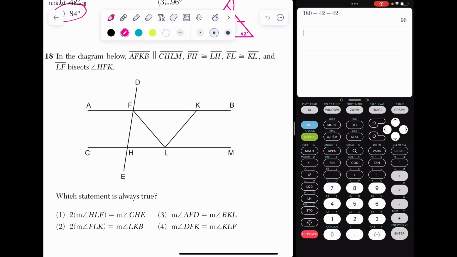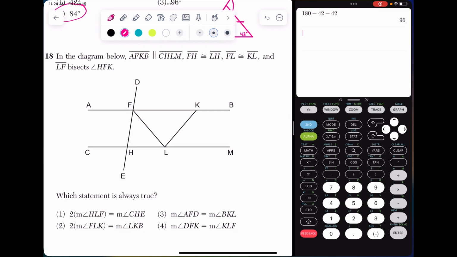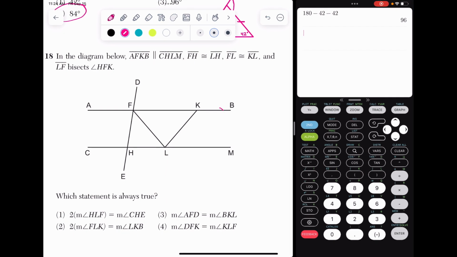Number 18. In the diagram below, we can see that AFKB is parallel to CHLM. I'm just going to mark that. FH is congruent to LH. Okay, so anytime we read a fact, let's mark it, especially because we have a lot of facts here. FL is congruent to KL. So I'm going to put 2 tick marks on each of those.